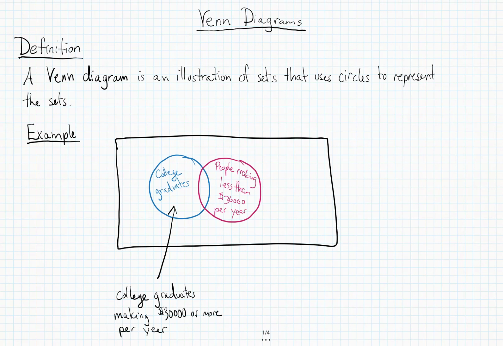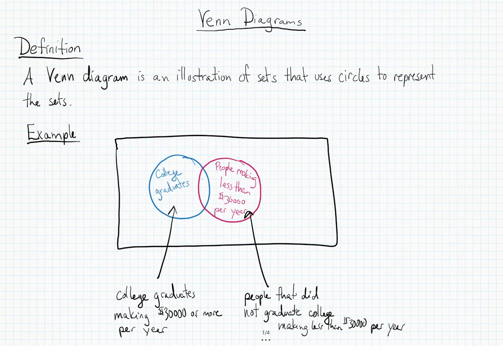Moving forward, if we look inside the red circle but outside the blue circle, what are we looking at? Inside the red circle means we have people making less than $30,000 per year. But outside the blue circle means they did not graduate from college. So they did not graduate college and they're making less than $30,000 per year. And moving forward from there, we can look at what's inside both the blue and red circles. What does that indicate? It's a visual representation of college graduates that make less than $30,000 per year. So we have that overlap of both.